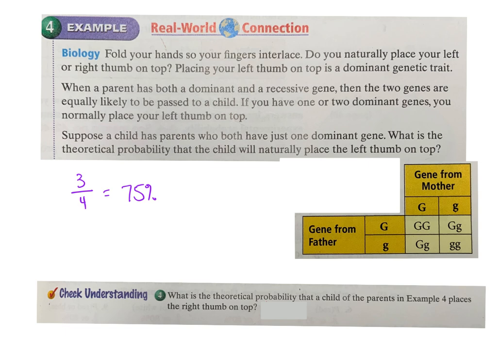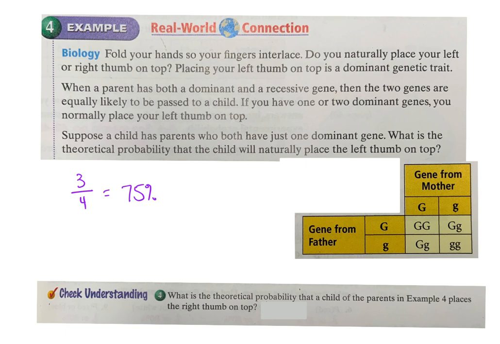This is the statistical chances of it. This is theoretical probability. So the probability of it being recessive would be 25%. And that's what you're going to find with probability. If you have one probability and you want the opposite, they should add up to 100%, right? Because those are the only options, okay?